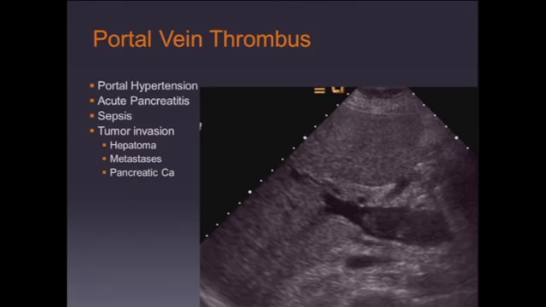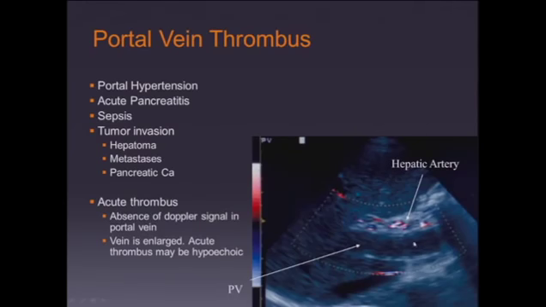Portal vein thrombus. Portal vein thrombus occurs in the setting of portal hypertension due to the slow flow in the portal vein and stagnancy. You can also see portal vein thrombus in acute pancreatitis, in abdominal sepsis, and in tumor invasion from hepatoma, metastases, or pancreatic cancer. Acute thrombus is usually hypoechoic and may be indistinguishable from flowing blood. The portal vein is dilated, and here is a case of acute thrombus of the portal vein. The vein itself has very few internal echoes, but the vein is shown to be thrombosed by the absence of color flow. The hepatic artery is the vessel running anterior to the thrombosed portal vein.